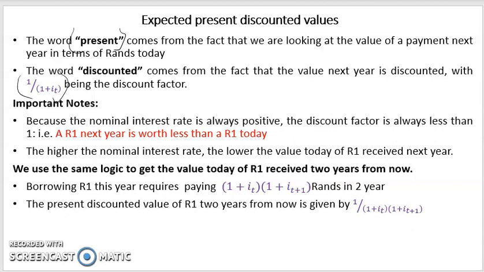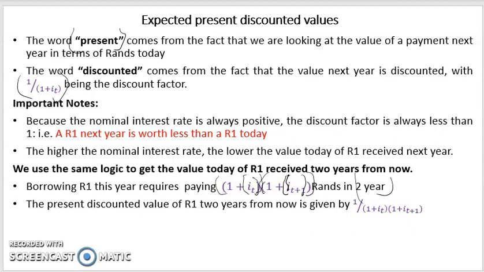So we use the same logic to get the value today of 1 rand received in 2 years. Borrowing 1 rand this year requires paying 1 plus the interest rate, times 1 plus the interest rate of the year after. So first you look at the interest rate this year, and because it's over 2 years, you also get the 1 plus the interest rate of next year, which is rands in 2 years.